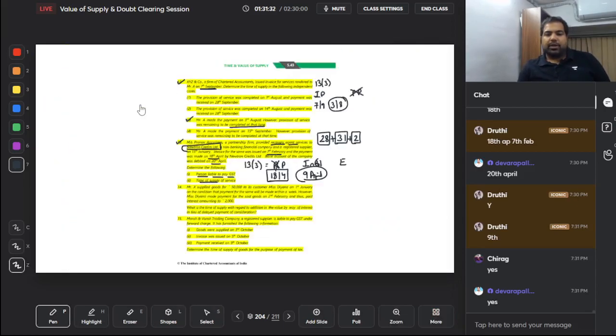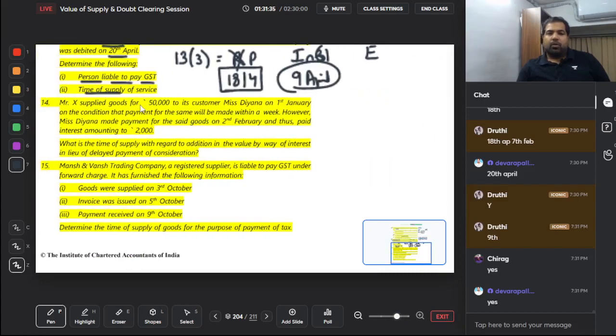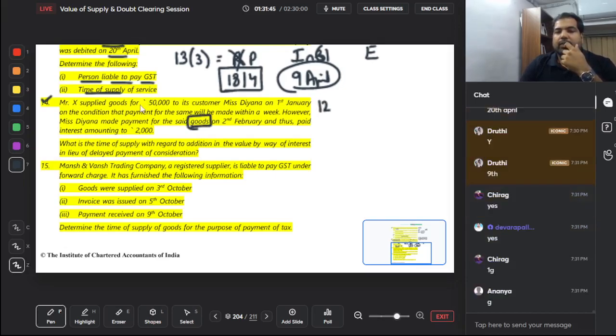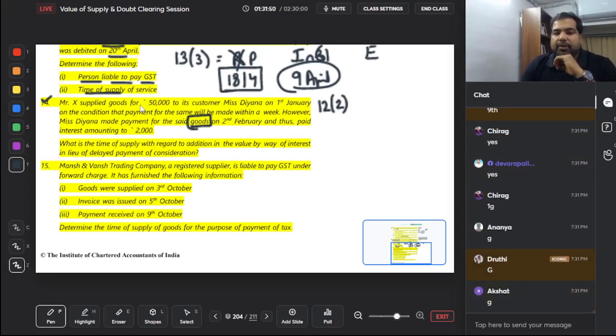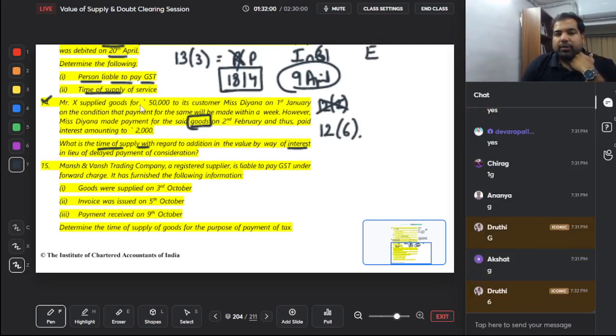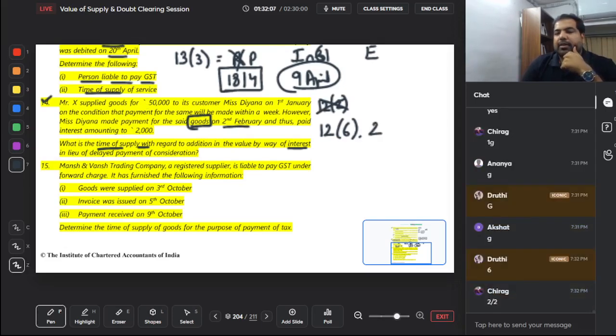Guys, last 2 questions. Let's do this. Please read and please tell me goods or services. Goods. So section 12, and we don't know RCM, FCM, so 12(2). But guys, here if you read, the time of supply is of the interest. They're talking about the interest. So suddenly the section becomes 12(6). When did you receive the interest, guys? 2nd Feb. So that is the time of supply.